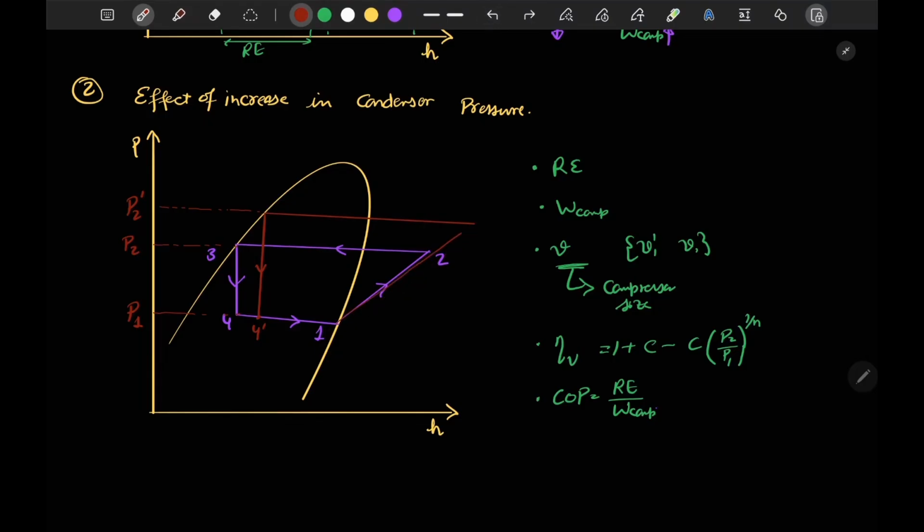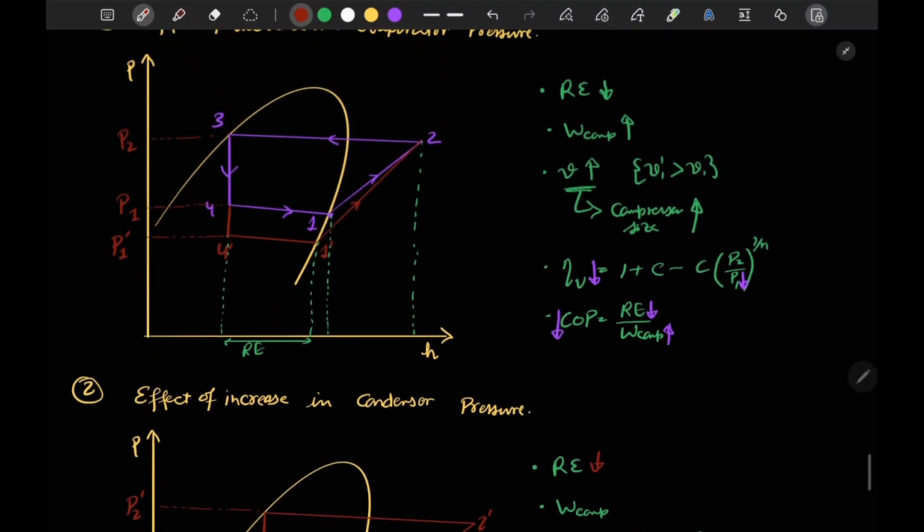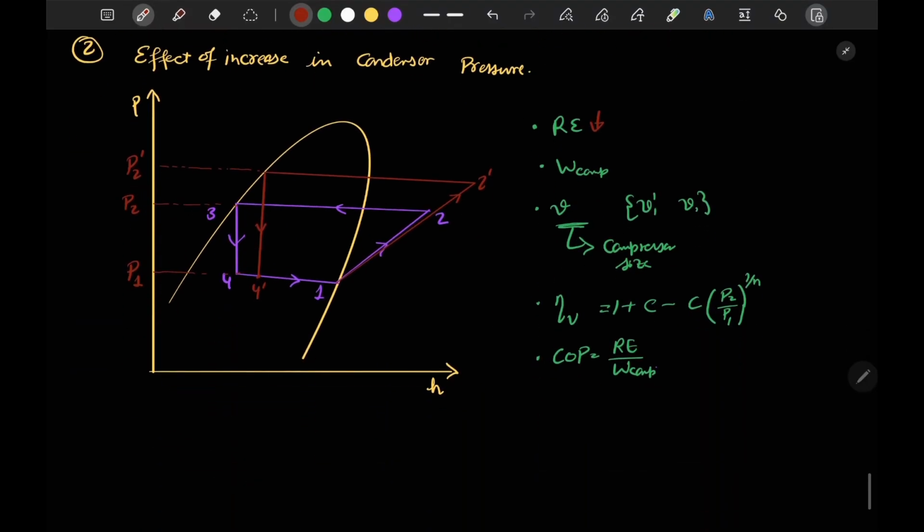Let me make it clear here. This is 1 to 2 dash. Okay, so this is our new operation. From here we can see our refrigeration effect: originally it was H1 minus H4, this time it is H1 minus H4 dash, so the refrigeration effect decreases. Earlier it was also decreasing.